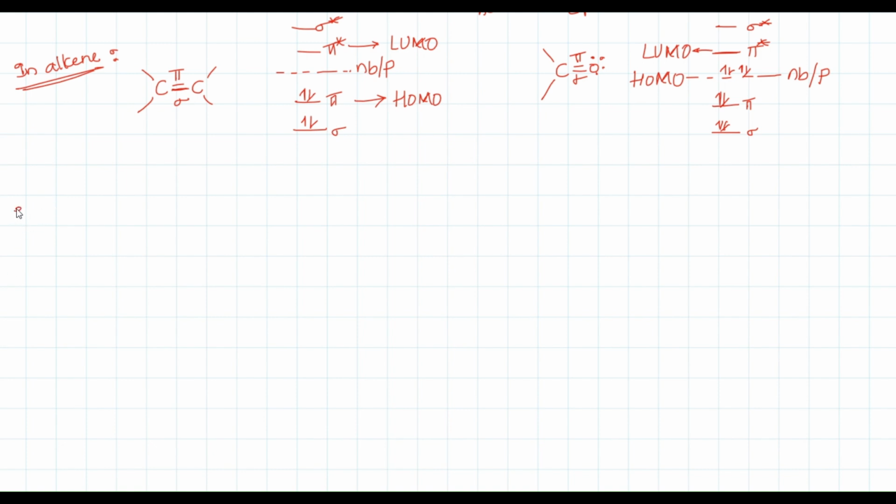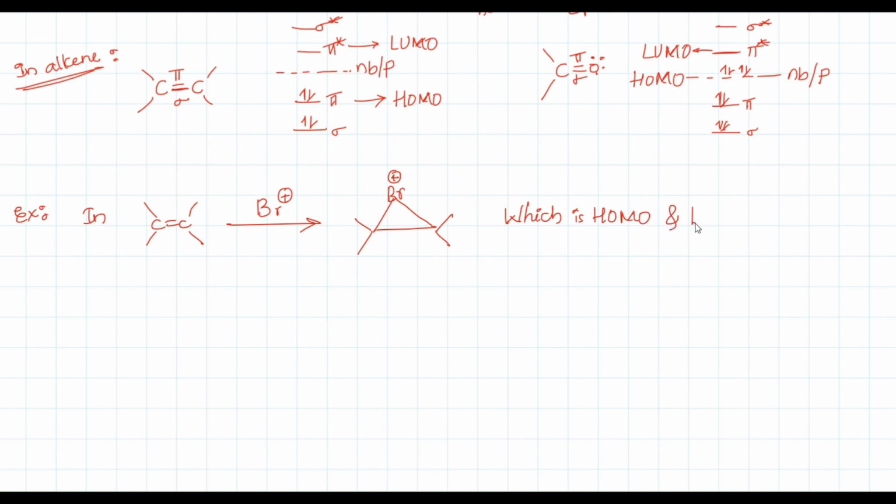Another question: an alkene which undergoes reaction with Br plus, forming the bromonium product, CH2, CH2 with Br. So which one is HOMO and which one is LUMO? The question is, in this reaction, which is HOMO and which one is LUMO?